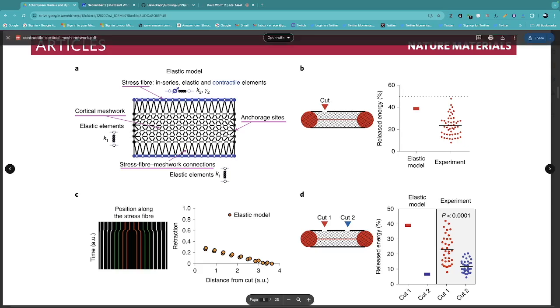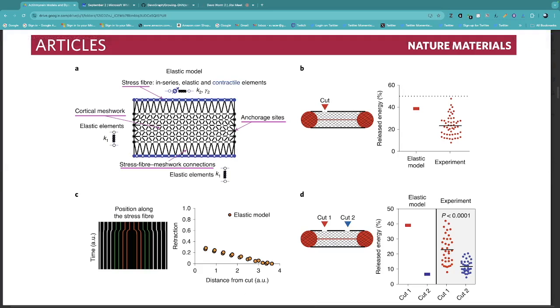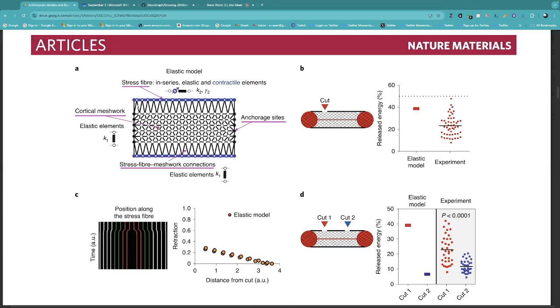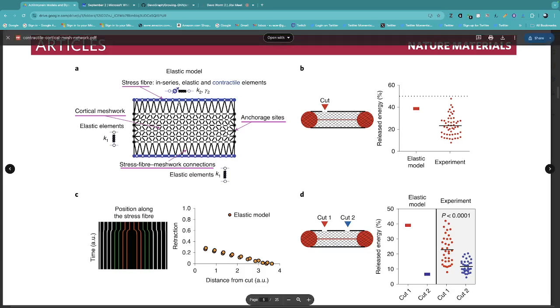You have the elastic elements here modeled as a spring. You have these anchorage sites. You have these stress fiber meshwork connections. So you have this meshwork in the middle. That's this cortical structure. You have the stress fibers that connect to the upper and lower bounds here.